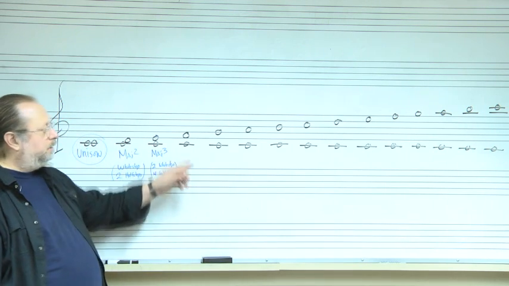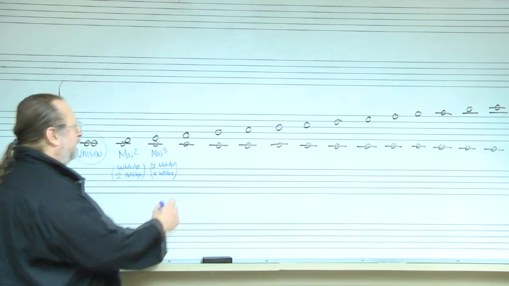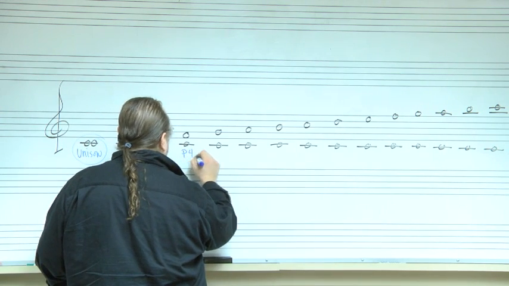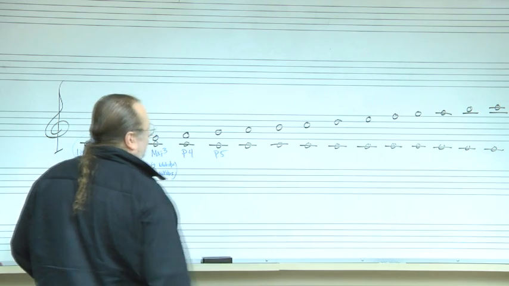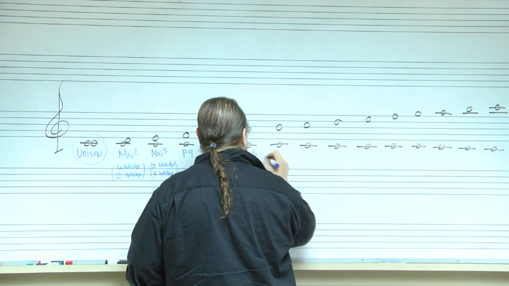Okay, after the third, we've got another interval. It's not major or minor, it's called perfect. Perfect fourth, that's the name of it. The next one would be a perfect fifth, right? Yeah, so we've got a perfect fourth, perfect fifth, and the sixth would be a major sixth, major seventh.